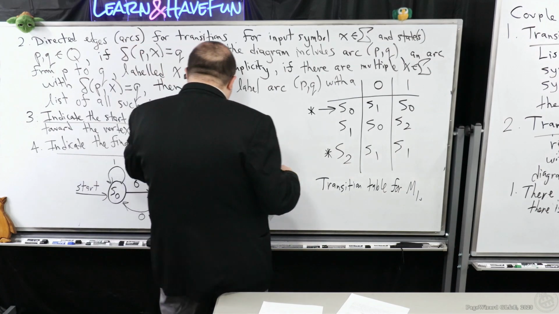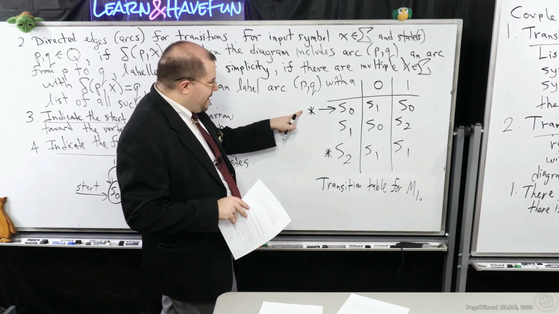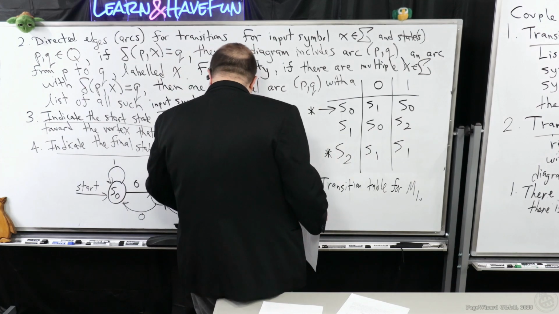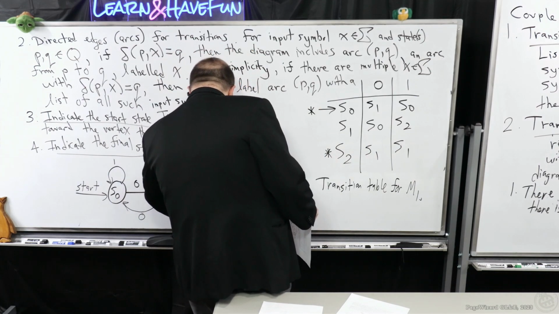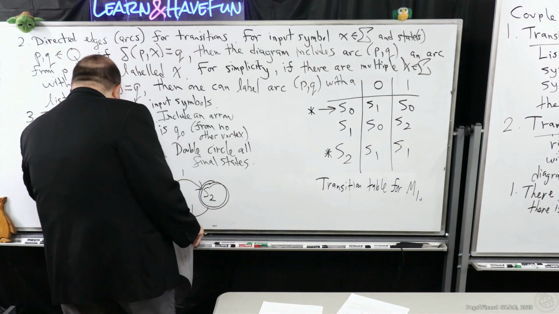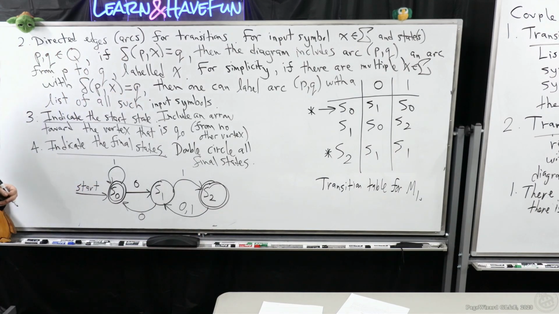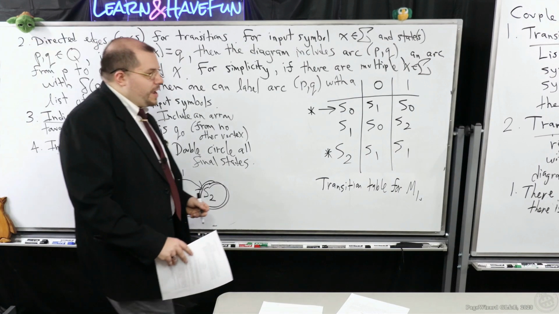Then finally, I've got to double circle the final states. Well, S0 and S2, remember in our transition table, I said S0 and S2 are the final states or accepting states. So I'm going to double circle them. So I'm going to put another circle inside of my circles. And there we go. That's our transition diagram of M1.